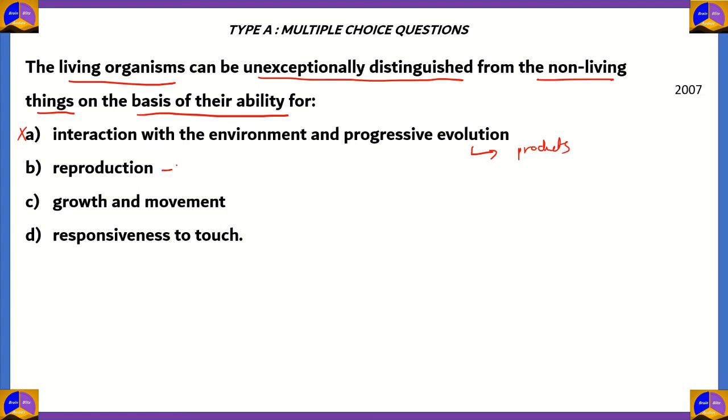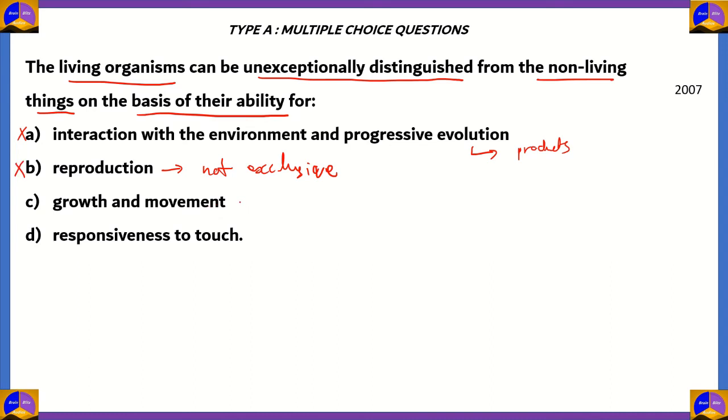Now reproduction only happens in living organisms, but then there are some organisms such as mules who cannot reproduce, so it's not exclusive, so it's not an unexceptional distinguishment. So it's not an unexceptional character because there are exceptions such as mules. So therefore option B is incorrect.